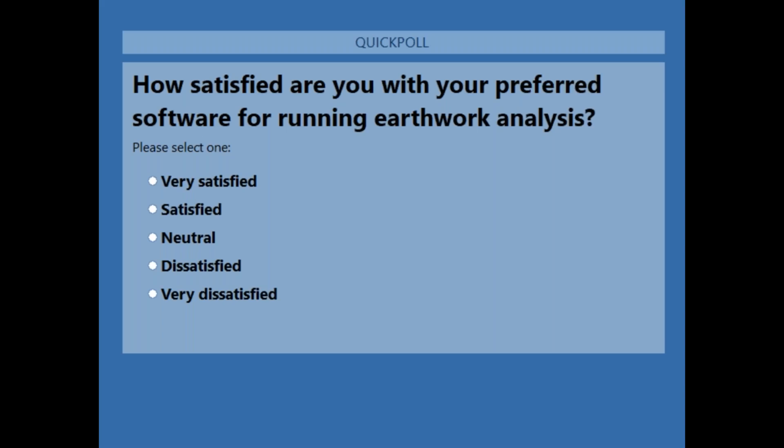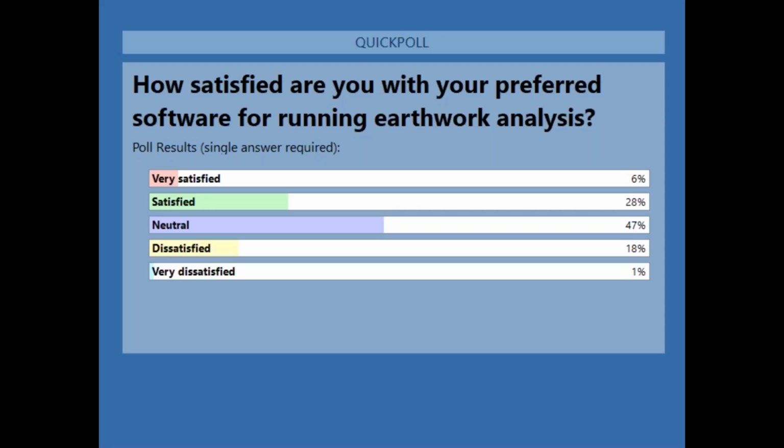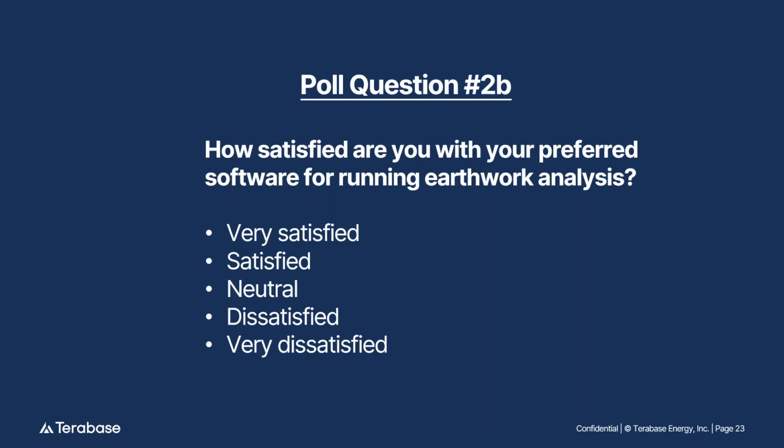All right, so we should be displaying the poll results at this point. It looks like it's somewhat of a normal distribution where we've got most people neutral. We've got some folks who are satisfied, some folks who are dissatisfied, but not too many people who are either extremely satisfied or dissatisfied. Thanks for participating in those polls. Let's keep going.